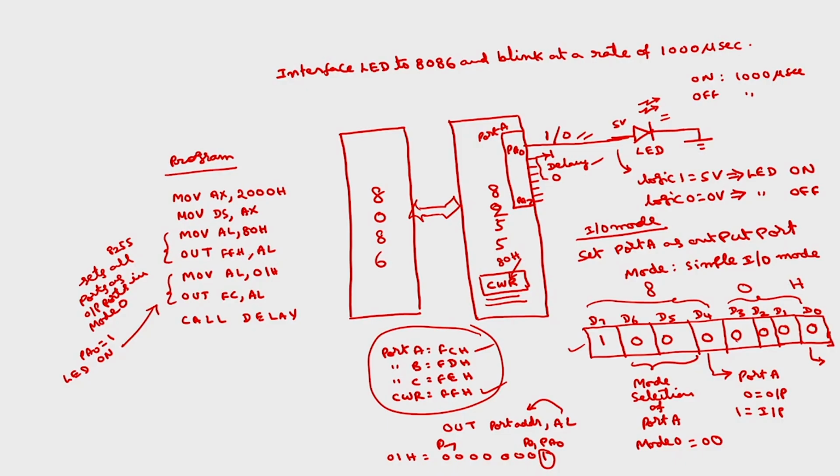Then after this delay, what you have to do? You have to turn the LED off, meaning PA0 should be 0. So for that you take MOV AL, 00H, then OUT onto the same port A. So with these two instructions, what happens? PA0, of course PA1 to PA7 also become 0, but I am not interested because I have connected only PA0 to the LED. So PA0 becomes 0, which implies the LED is off.